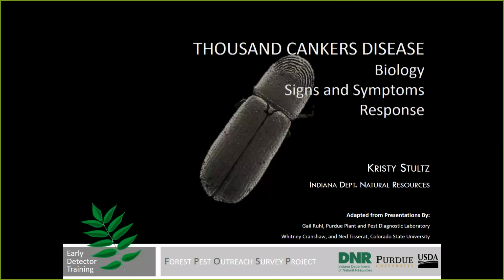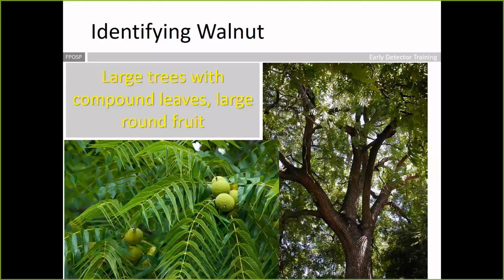Okay, last bug, thousand cankers disease. This talk was adapted from a presentation by Christy Stoltz. And just like with the hemlock, probably the most important thing about detecting thousand cankers disease is to be able to identify what a black walnut looks like.